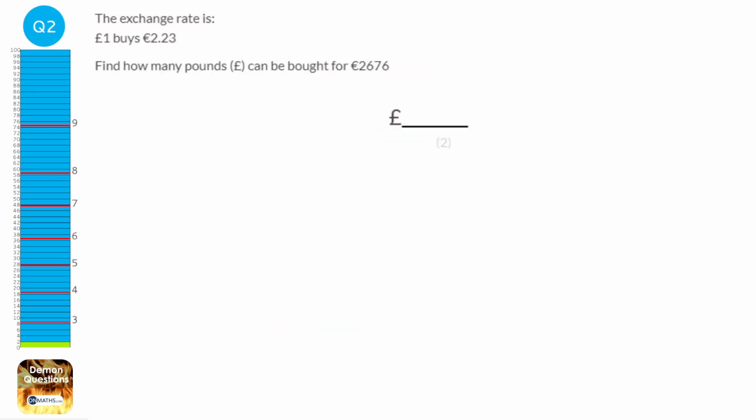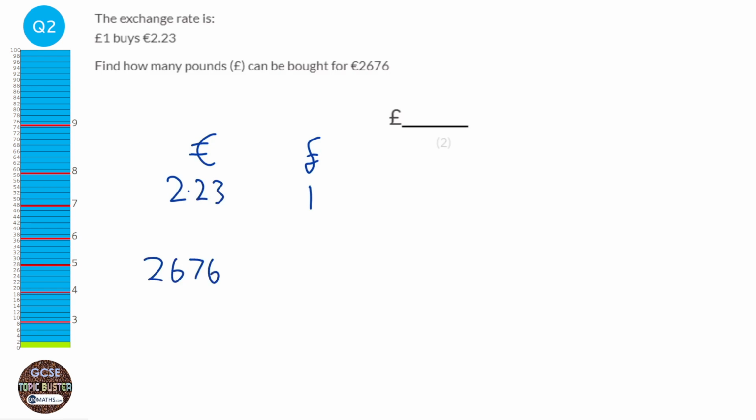In this question we've got euros and we've got pounds, and we're told that £1 is 2.23 euros. And we're trying to understand what 2,676 euros is in pounds. We're going to do that by finding out what 1 euro is and then finding out how much 2,676 are. So to get from 2.23 to 1, we divide by 2.23, and we're going to do that on both sides.